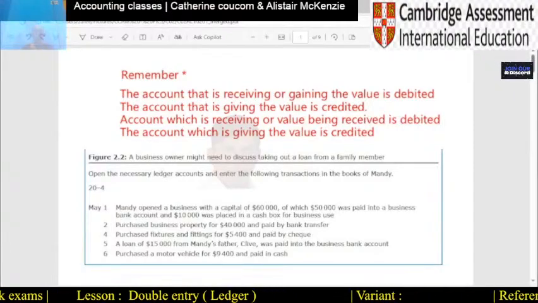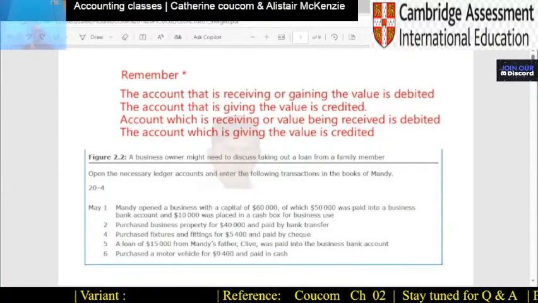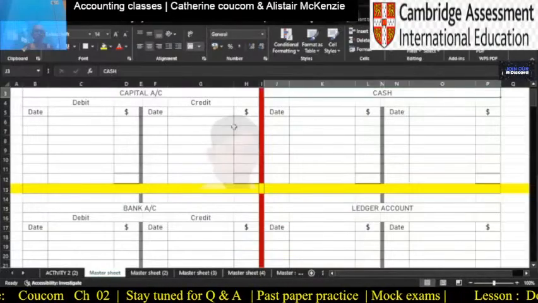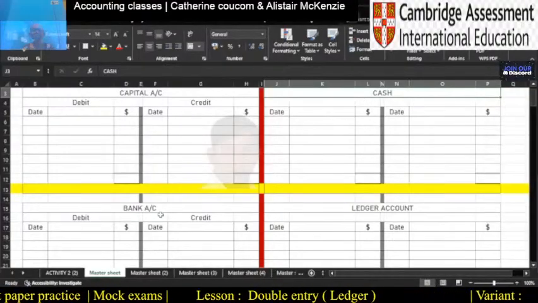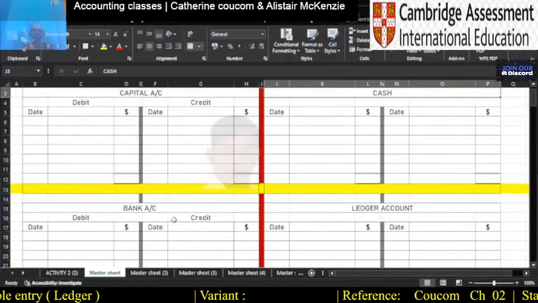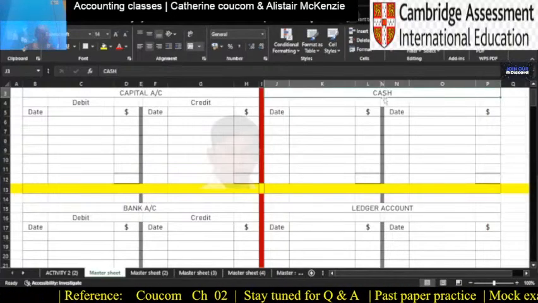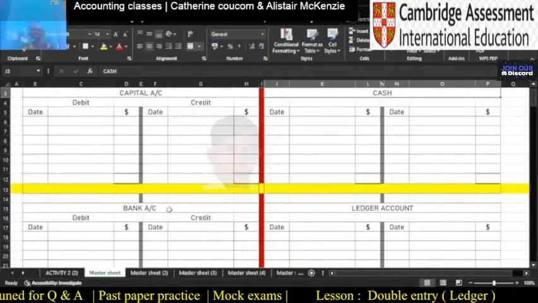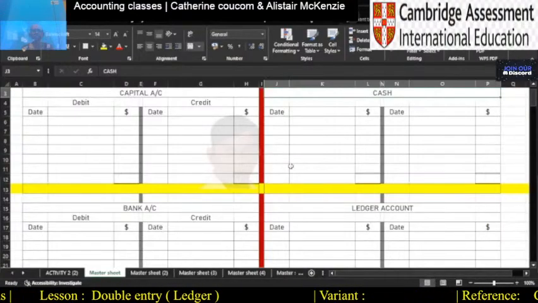So how do we do this? We need to open the necessary ledger accounts. The capital account is one, the cash account is another, and the bank account is another. So which account is giving? The capital account is giving. Which accounts have received? The cash account and the bank account have received. So to proceed, we have opened the capital account, cash account, and bank account.